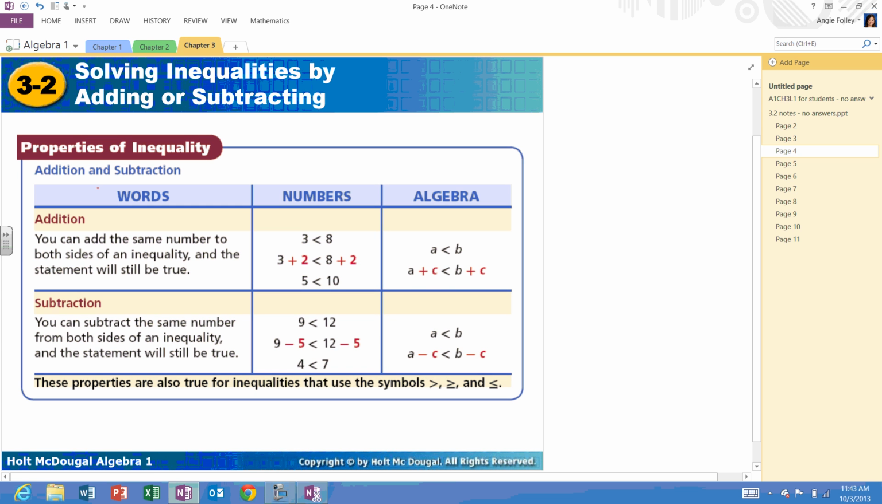Okay, so for example, if I have the inequality 3 is less than 8, I can add a 2 to both sides and it will not change the inequality, okay? As long as I do something to both sides, I have not actually changed the inequality. Same thing with subtraction. If I subtract something from both sides of the inequality, I haven't actually changed anything. I'm just moving things around. So we're going to use these properties when we go to solve our inequalities.